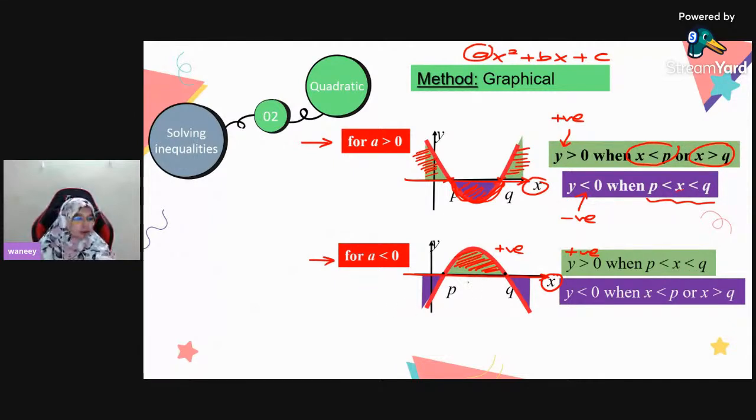However, for below the x-axis, which is either x less than P or x greater than Q, the value is negative because we do have something that is below the x-axis. So above the x-axis, the value is positive. Below the x-axis, the value is negative. Okay, so normally for me, I'll make sure to have a positive A.